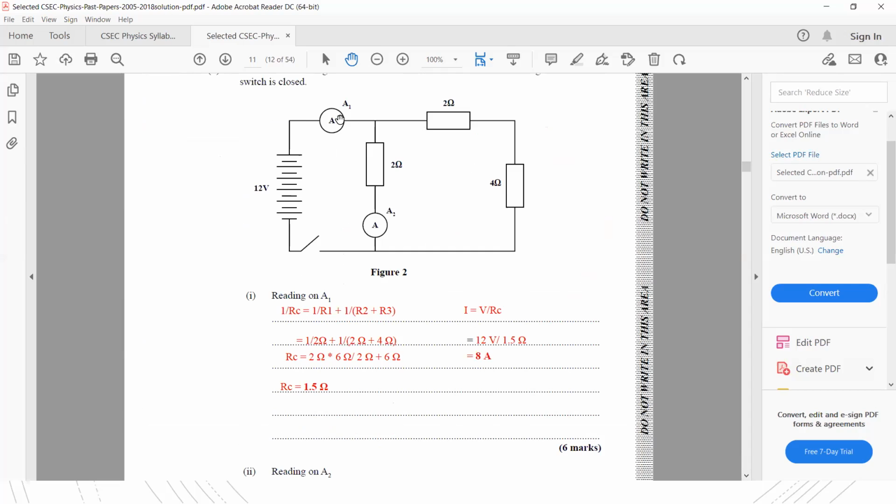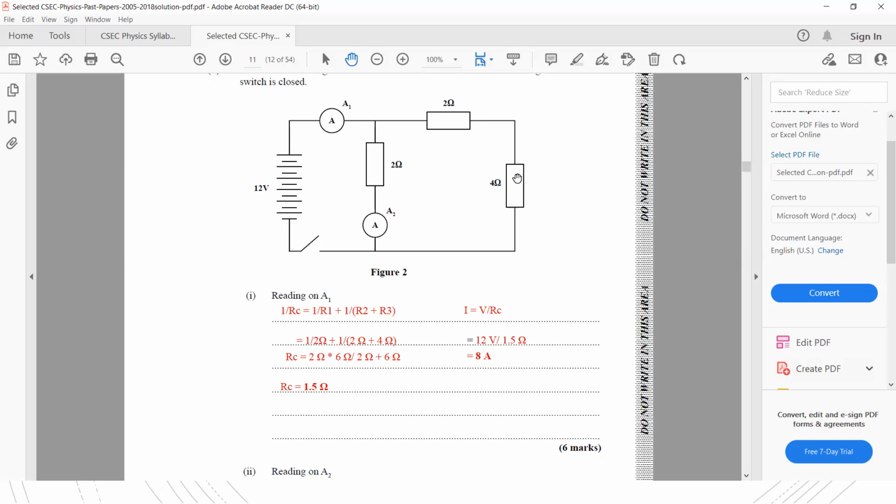All right, so this question is using circuit features. We have a mixed circuit, so we have in series and in parallel. 2 ohm and 4 ohm here are in series, but they are in parallel with this one. All right, so the reading on ammeter 1, this is here. That would measure the total current. So what we have to do is to find the total resistance really of the circuit.